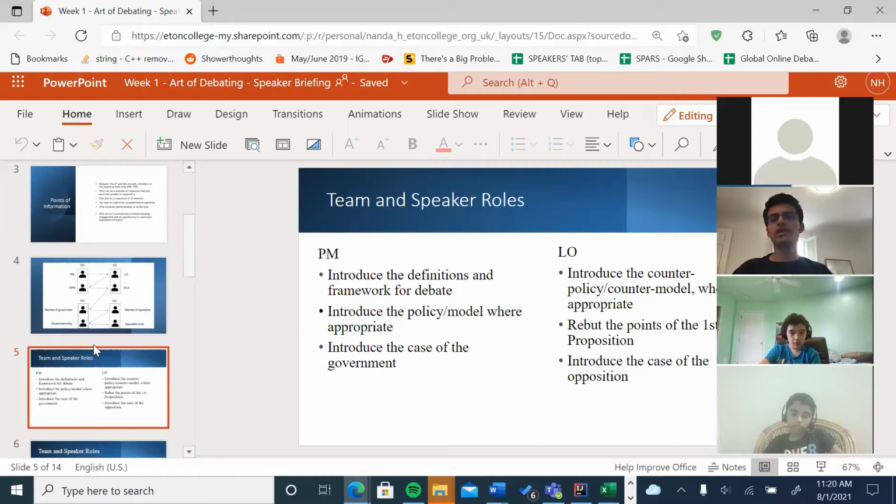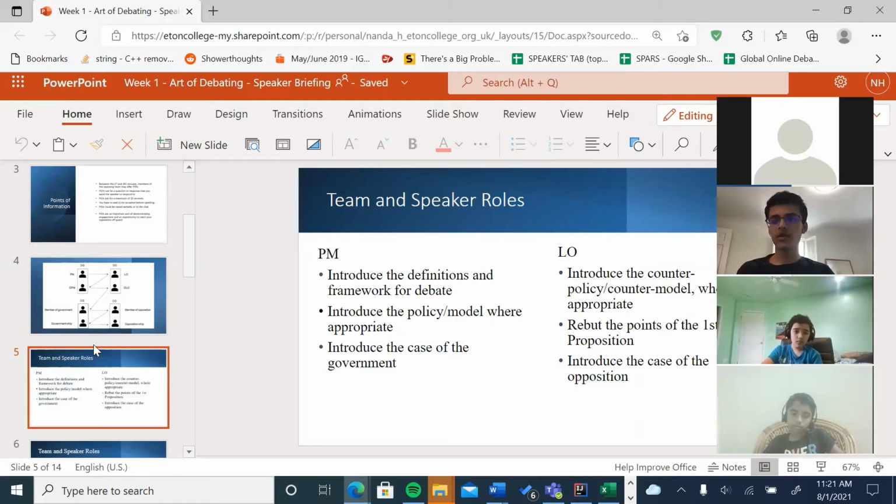Secondly, you want to introduce the exact policy or the model and explain what exactly it is that you'll be doing. So if it was this House would implement a quota for women in politics, then you would want to outline what exact percentage would you use and what the exact details of your policy would be. And finally, introduce the case of the government and present your first 1 or 2 arguments.